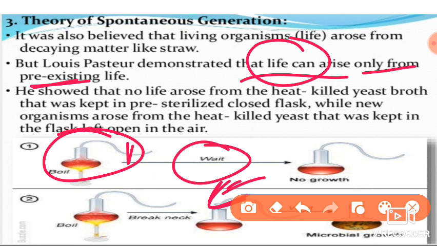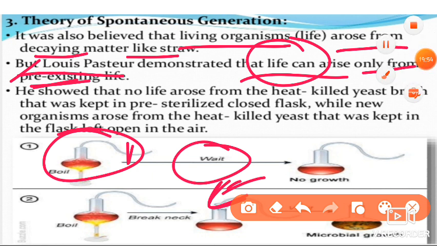This is the theory of spontaneous generation, or abiogenesis, and it was disproved by Louis Pasteur. What is the theory? Living organisms arose only from decaying matter like straw, mud, and stone. This is the theory, but it was disproved by Louis Pasteur. Please remember this one also.